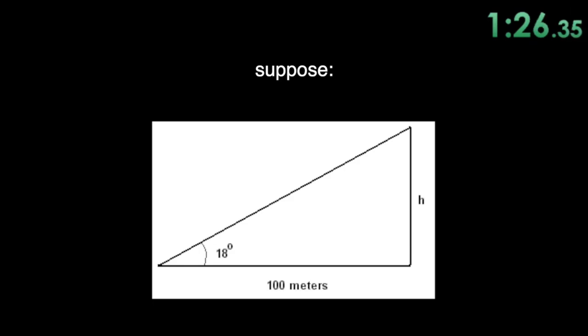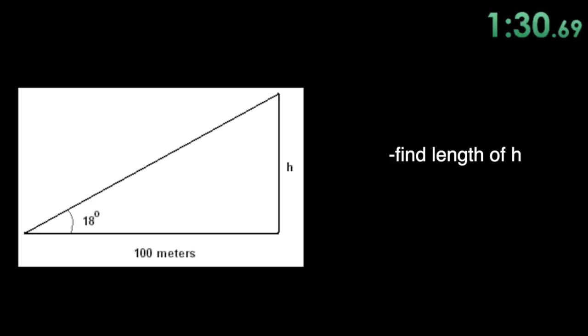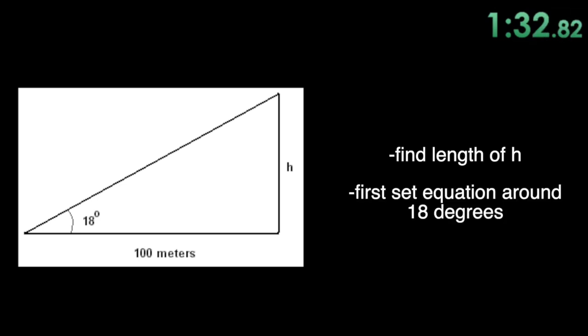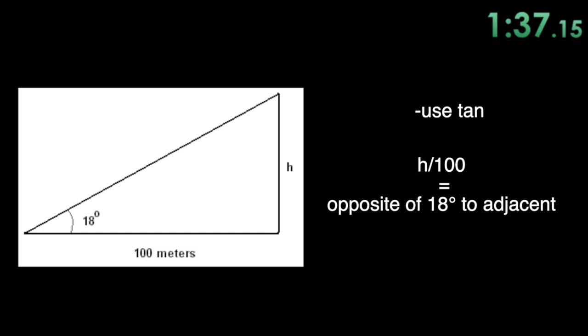Suppose we are given a right triangle with a side length of 100 meters, an angle of 18 degrees, and an unknown side length h. To find this side length, we must set up an equation around the angle 18 degrees. In this case, we will use tangent because h over 100 meters is equal to the opposite of the 18 degree angle over the adjacent. Therefore, we get the equation tangent of 18 equals h over 100.